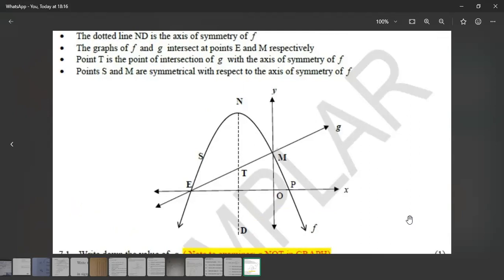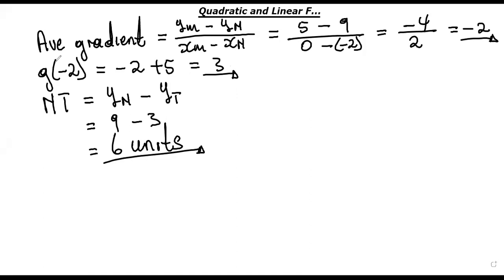So what we know is that the distance from the point M to the axis of symmetry is 2 units, because the x coordinate of the axis of symmetry is -2. So this means from the axis of symmetry to point S will be 2 units as well, meaning the x coordinate of point S will be -4. That's how we determined it. So now that we know the x coordinate of point S, then we can substitute this -4 into the original equation in order to find the y coordinate of this point.